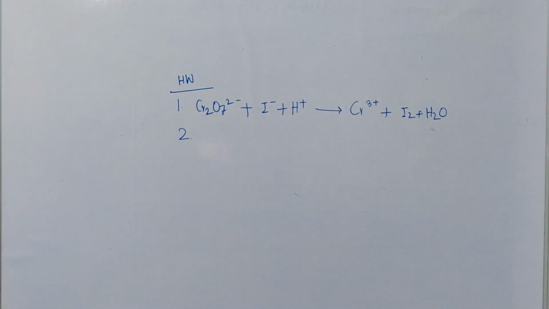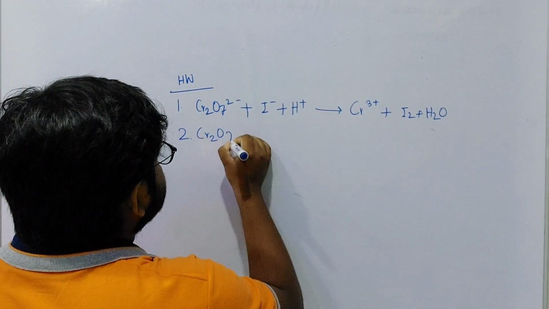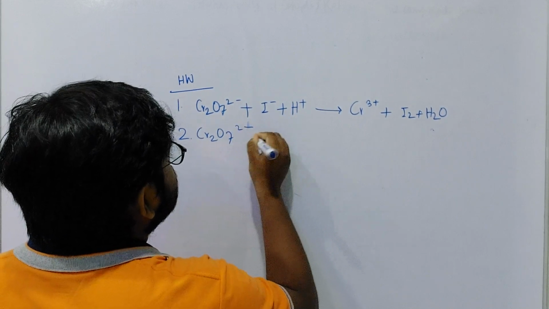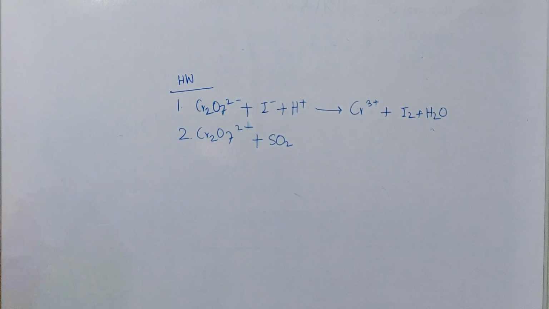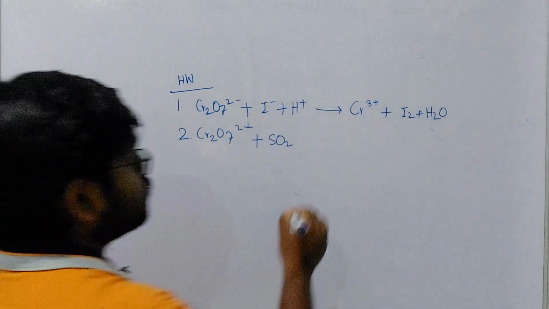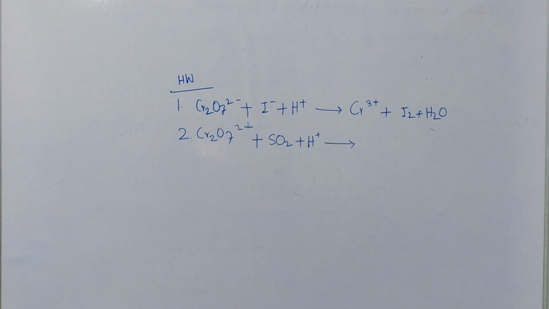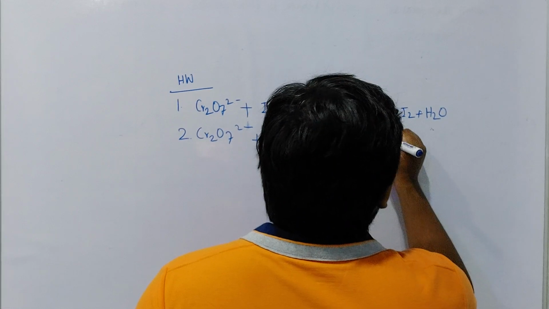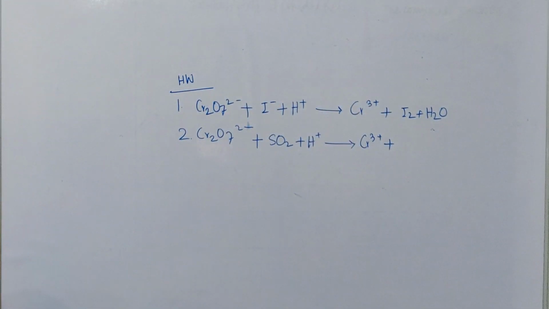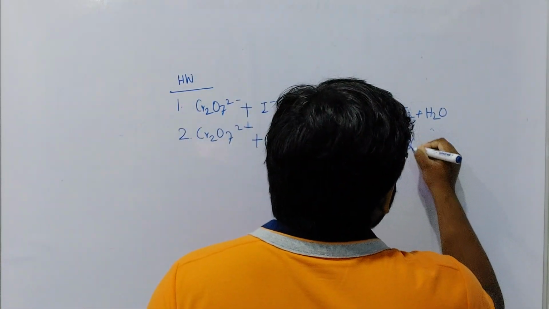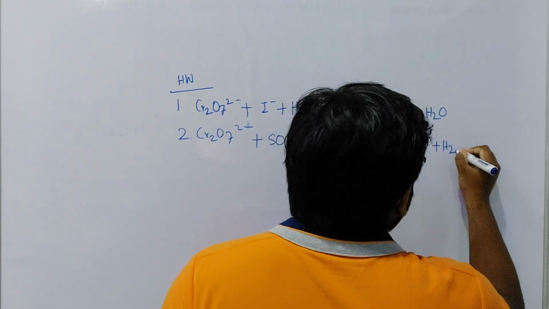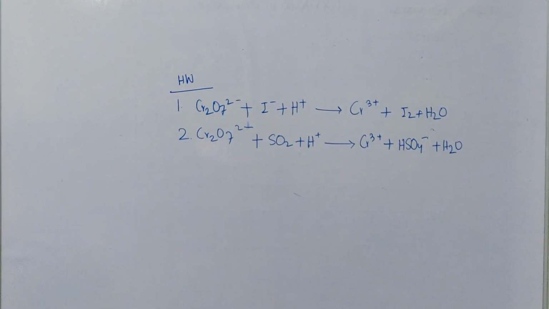Number 2: Cr2O7 2 minus plus sulfur dioxide SO2 plus H plus will give us chromium 3 plus, SO4 2 minus, HSO4 minus plus H2O. So this is the second reaction of your homework.